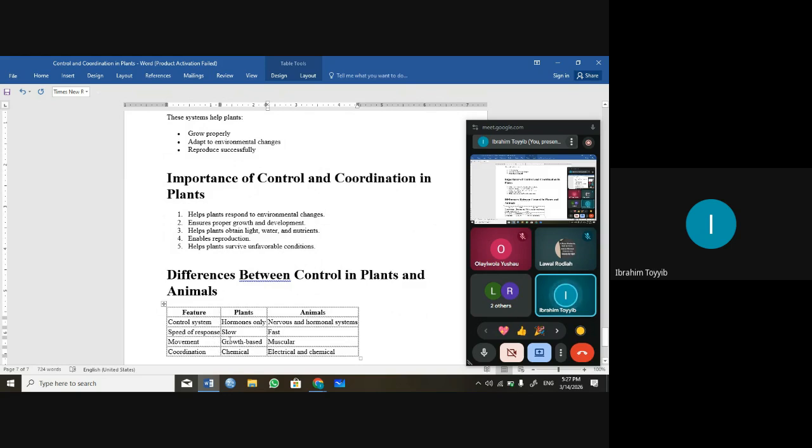Speed of response: the response in plants is slow, while the response in animals is fast. Movement in plants is growth based, while in animals it is muscular. Coordination is chemical in plants, while in animals it is both electrical and chemical. So electrical is nervous, and chemical is hormonal.